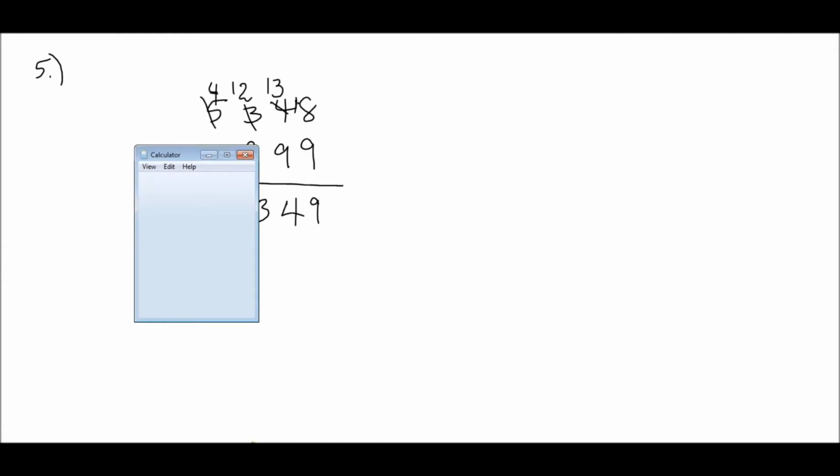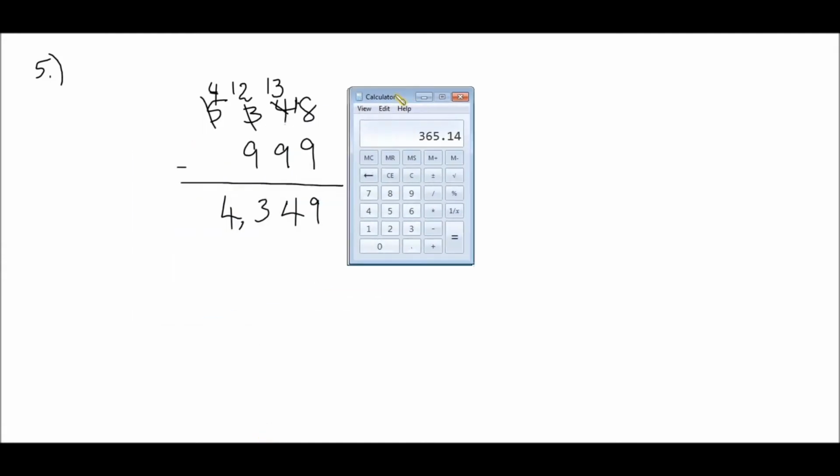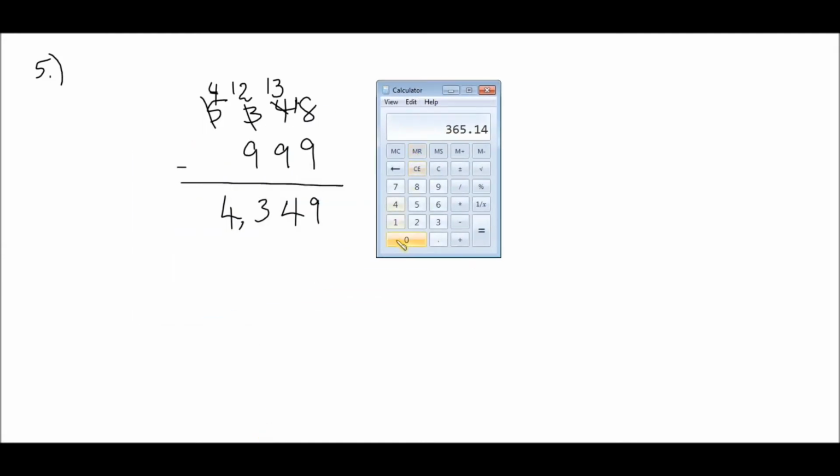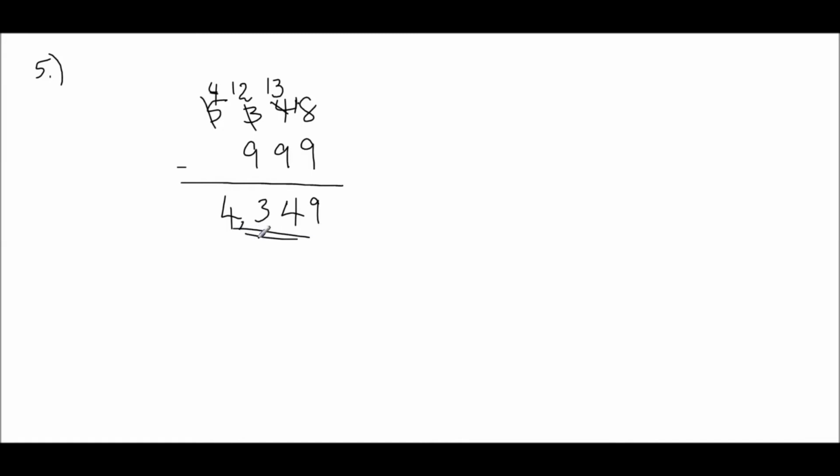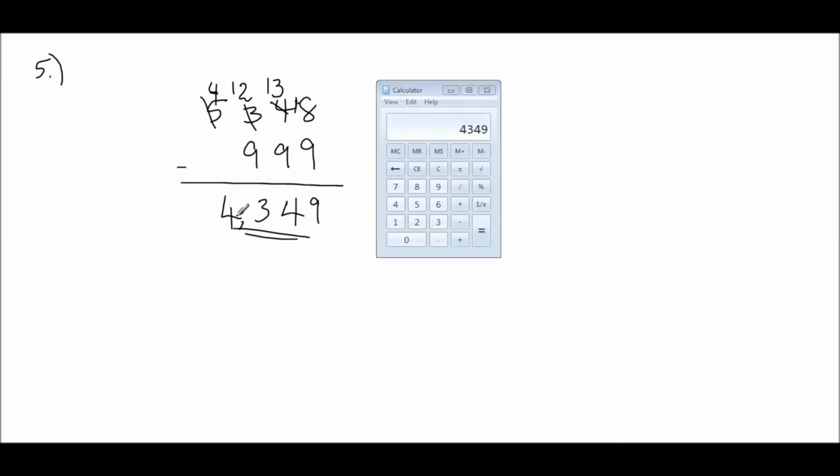4,349. To verify with our calculator, we would enter our minuend first, which would be 5,348. Then we would subtract our subtrahend, which would be 999, and our answer, which would be called the difference, is 4,349.